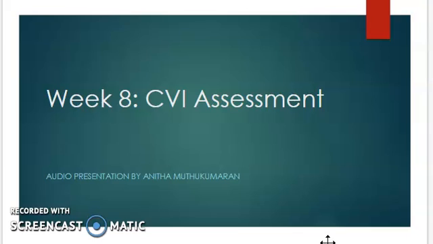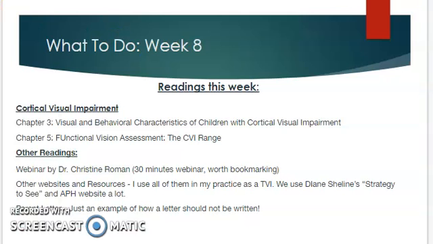There's a lot to cover this week, and we know we've been talking about CVI for quite some time now, and this week we are going to focus on the assessment piece of CVI. And just wanted to let you know that I enjoyed reading all of your eye-condition reports. Some of them were very creative. Thank you for that. This week it's mainly readings, but these are really important readings.